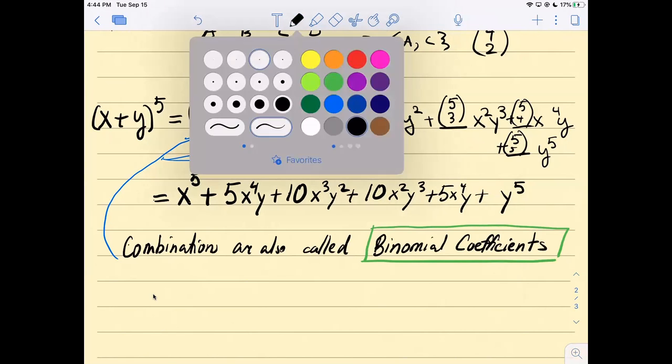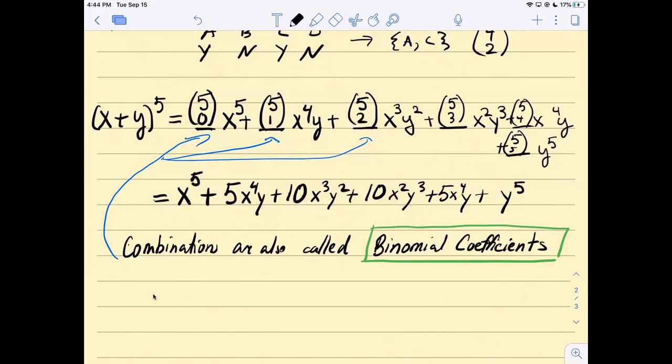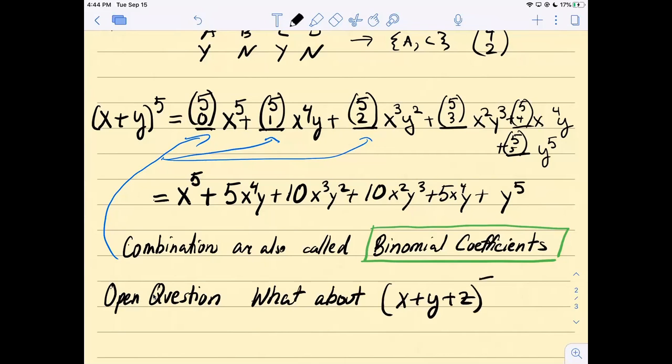Kieran, I'm not going to answer your question directly, but I'm going to leave it as a little challenge to think about. This is a very good open question. Why do we limit ourselves to x plus y? Can we do something similar to x plus y plus z, let's say, to the 5th? What if we added another letter?